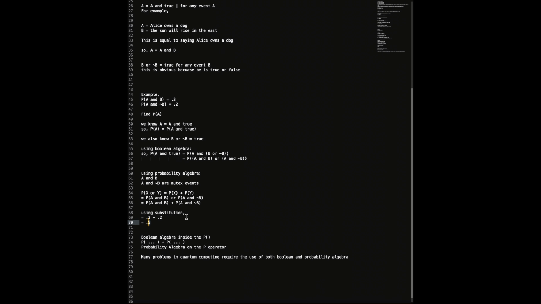We use two things here, Boolean algebra and probability algebra. Boolean algebra is what takes place inside the P operator, the probability operator. And then probability algebra is what is applied on the probability, the P operator. This is important to understand. There are lots of problems in quantum computing that require this to solve them.